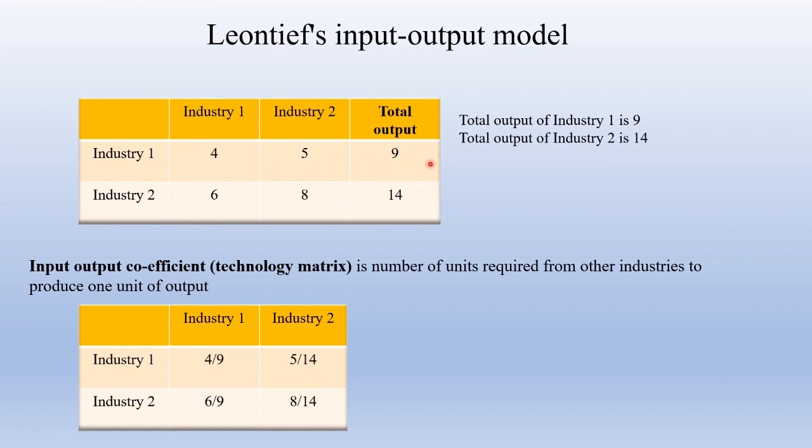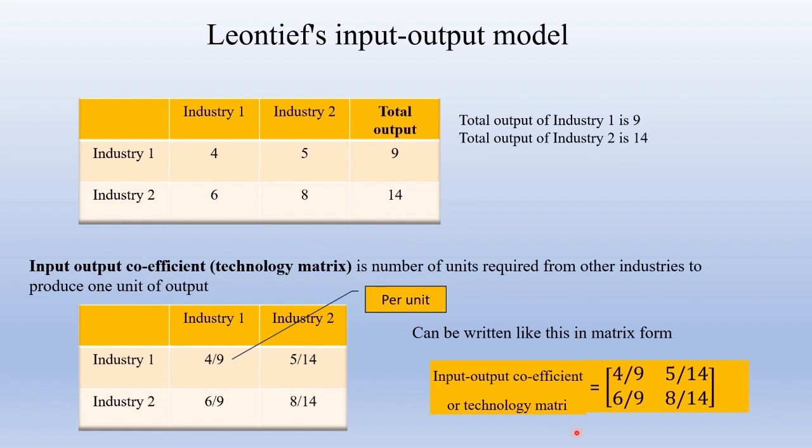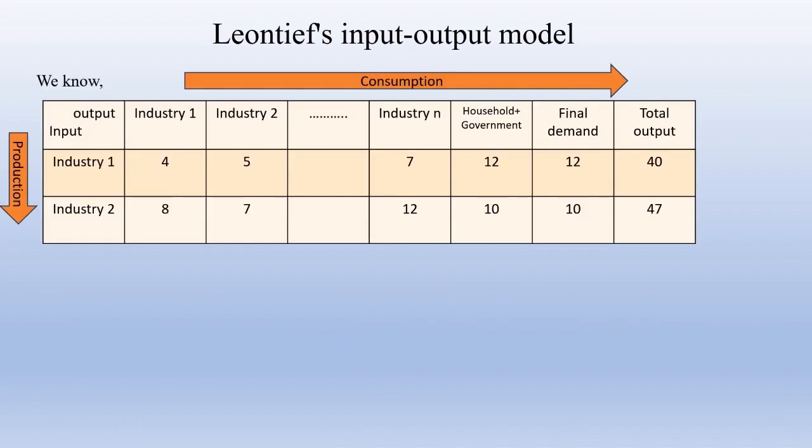To get 1 unit, similarly 5 is divided by 14, 6 is divided by 9, and 8 is divided by 14. For clear understanding, we can calculate it column-wise, that is, units in the first column are divided by total output of the first row, and units in the second column are divided by total output of the second row. Thus, these are values per unit. This is represented in matrix form for further computation. We can understand the production and consumption from such tables.